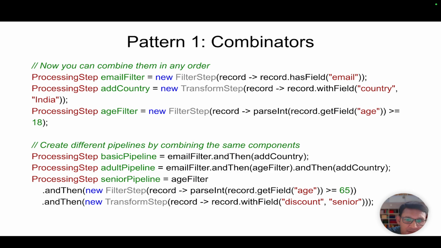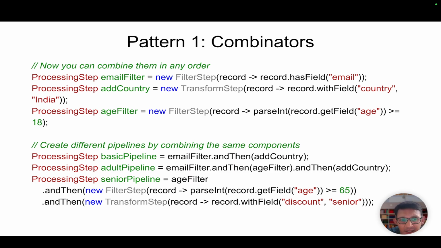And in the next few lines is where the actual magic happens. We can create different pipelines by combining these same components in different ways. The basic pipeline just filters for email and adds country. The adult pipeline does email filtering, then age filtering, then adds a country. And the senior pipeline filters for age, then filters for seniors, and then adds a senior discount.